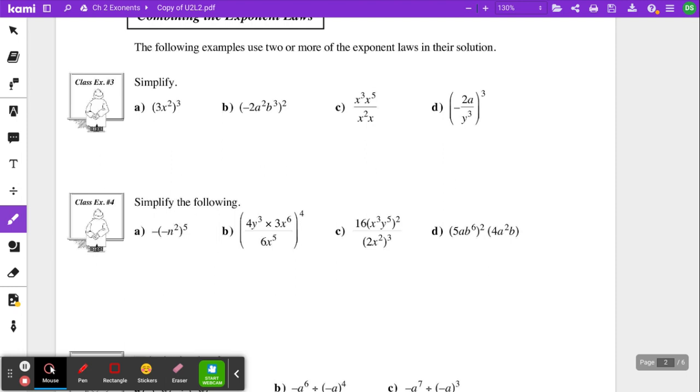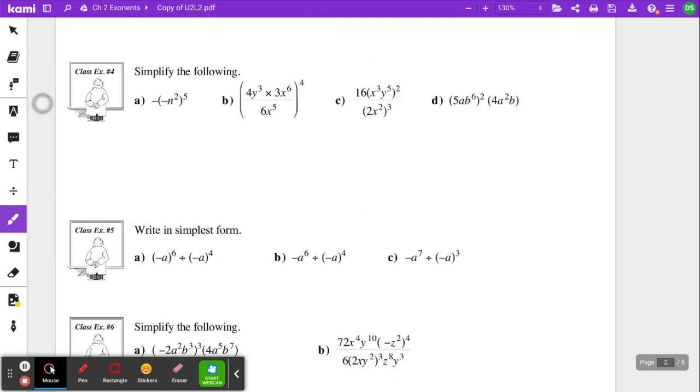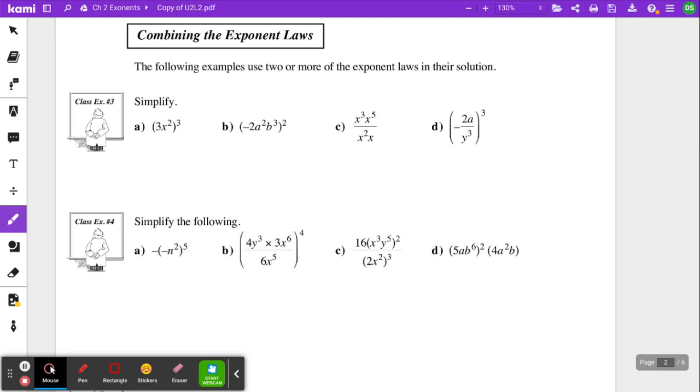Let's just do, I'll do 2 of class example number 3, because we know how to do this, right? Just lots of simplifying. So give me 2. Which 2 do you want to do on class example 3? Go, Mackenzie, choose. B. Oh, C. Okay, let's do C.